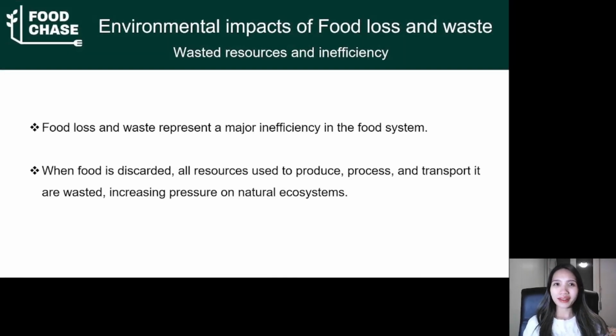Now we will analyze the environmental impact of food loss and waste. Food loss and waste represent a major inefficiency in the food system. When food is disposed of, all resources dedicated to its production, processing, and transport are also wasted, increasing pressure on natural ecosystems.